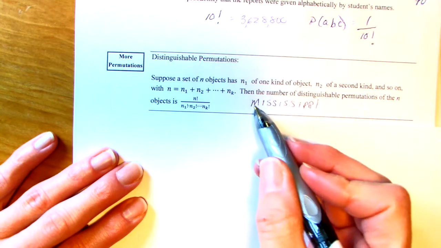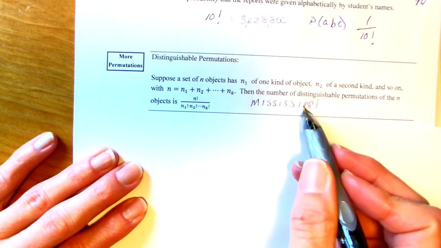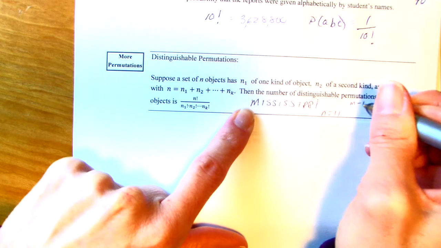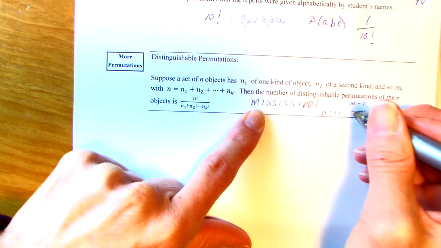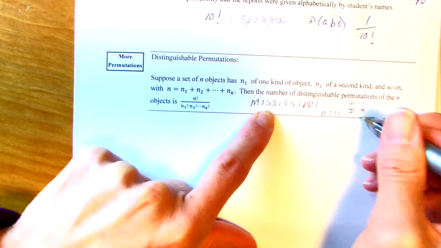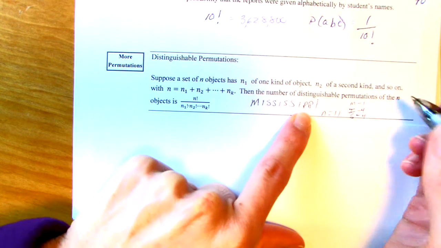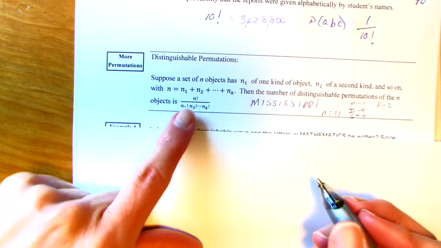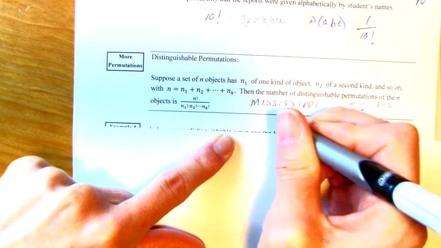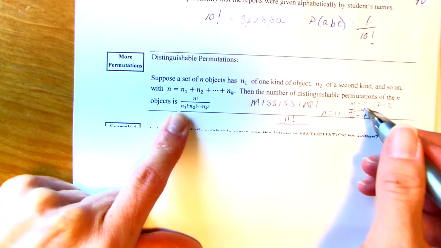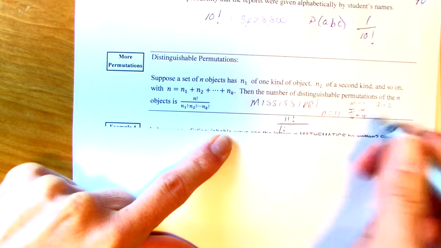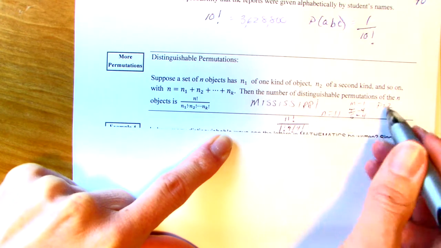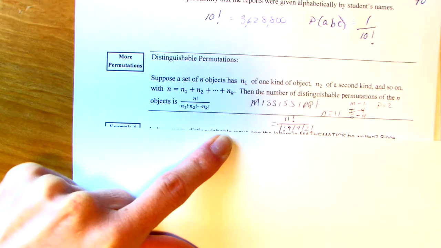Okay, well, how many letters do I have? 1, 2, 3, 4, 5, 6, 7, 8, 9, 10, 11. So n is equal to 11. And how many M's do I have? 1. How many I's do I have? 4. How many S's do I have? 4. And how many P's do I have? 2. So how you would do this one would be, you take n factorial, so that's 11 factorial over, then do all your individual parts. So I have 1 factorial, 4 factorial, 4 factorial, 2 factorial. And then you'd work it out from there.